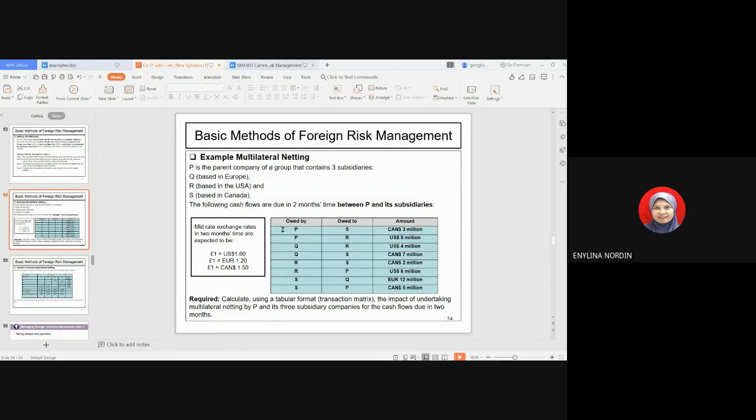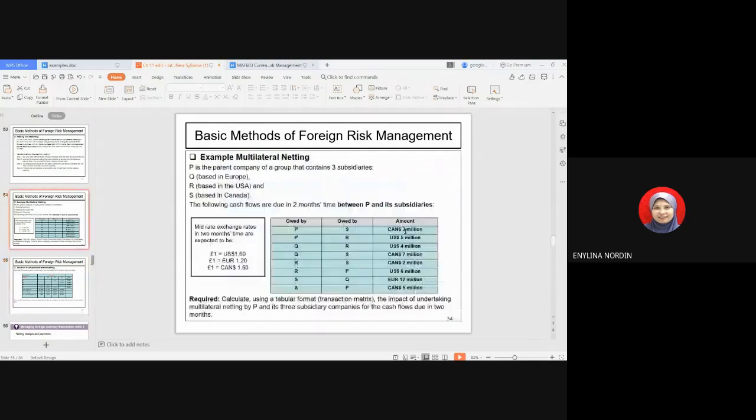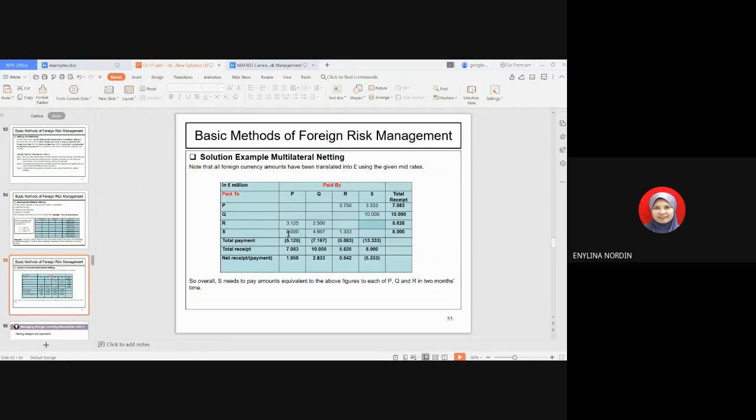So look at how we are going to show it in the table. Here the parent makes the payment, paid to. This is the column for the receipts, and this is the column for the payment. So P paid to S just now, which is Canada. How much in pound? 3 million, you divide by Canada's exchange rate against pound, which is 1.5. That is 3 million divided by 1.5. Then P will pay to Canada 2 million pound.